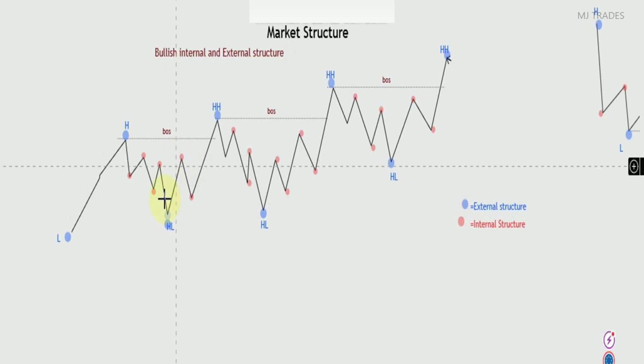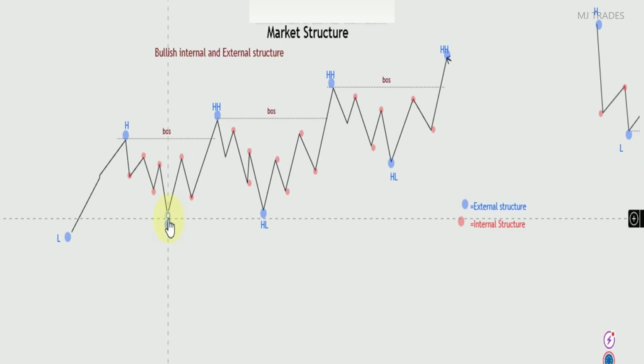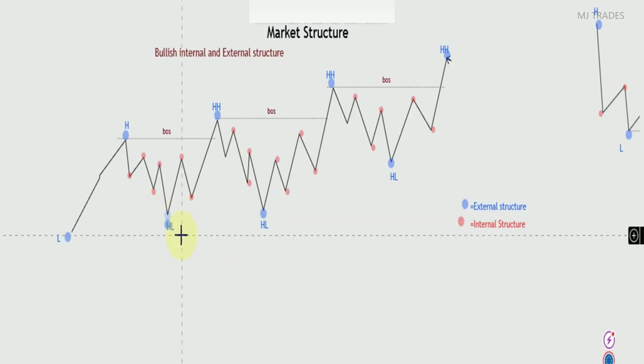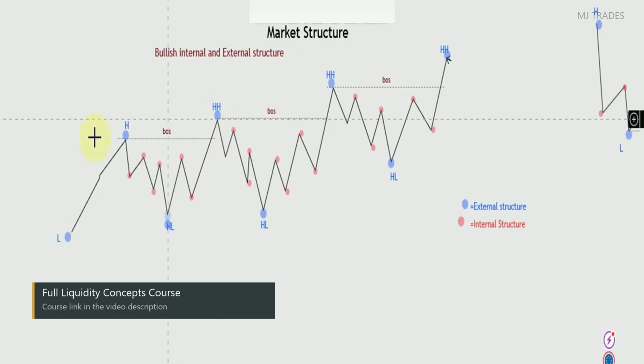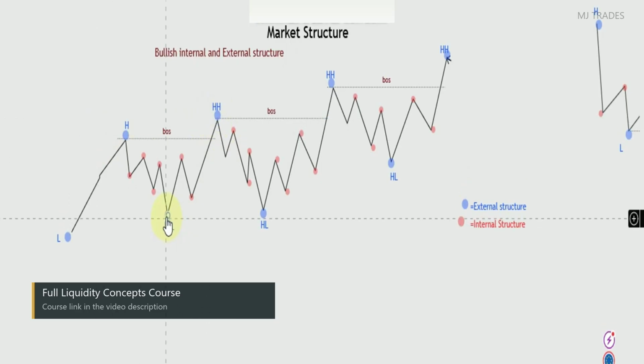And where did this high come from? This high came from this low. And you can see that this low is standing on its own. This is the lowest point, the lowest point before a new break of structure is formed. So this will be your valid higher low.